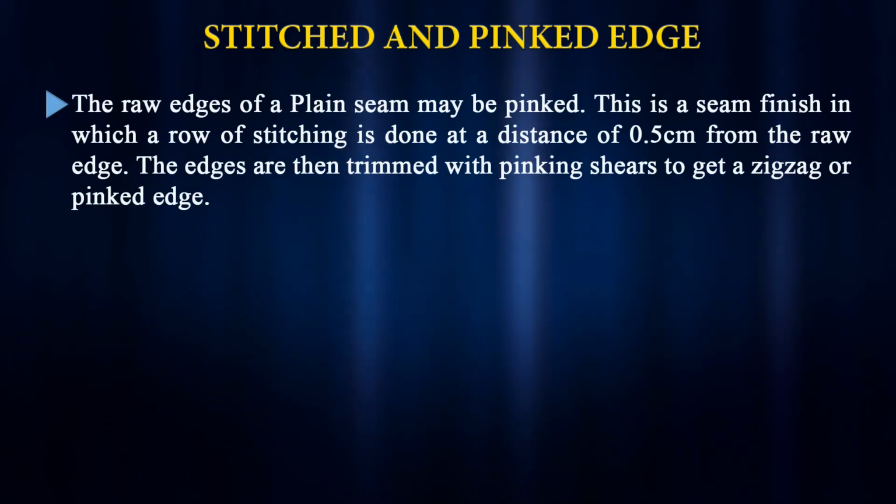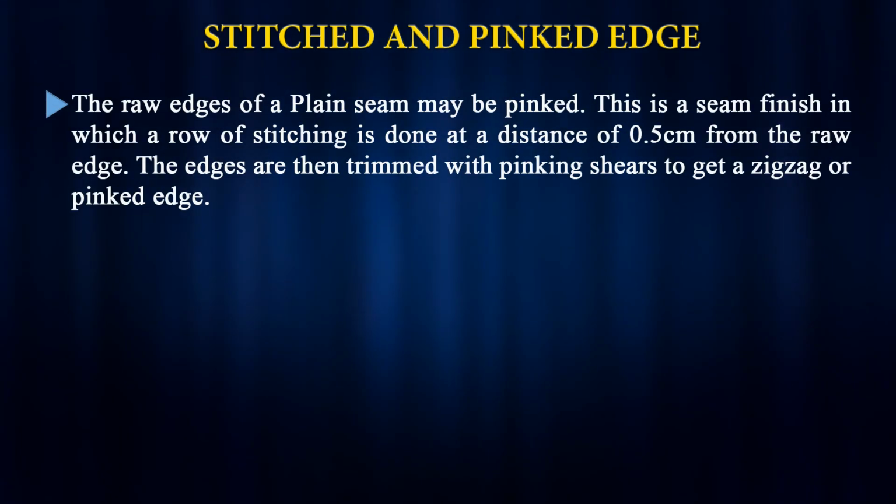So pinked, how we do it, there is a scissor which is named as pinking shear. As you have seen many times on your garment, this type of structure at the edges. There is a particular type of scissor which is used to do the pinking on the fabric. So the raw edges of the plain seam may be pinked.